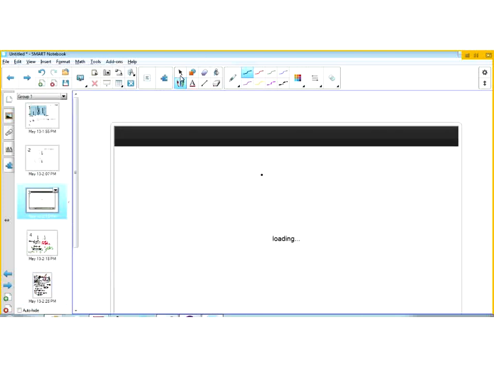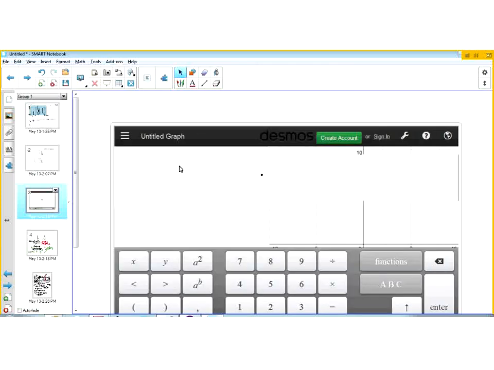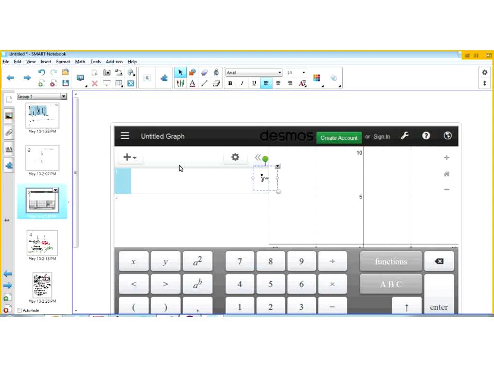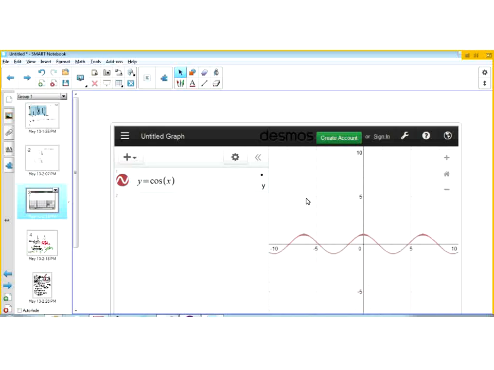Let me delete this. And we'll say y is equal to cosine x. Okay, and here we have our cosine function, and we're interested in what happens as x, or in this case theta, approaches 0 from either direction.